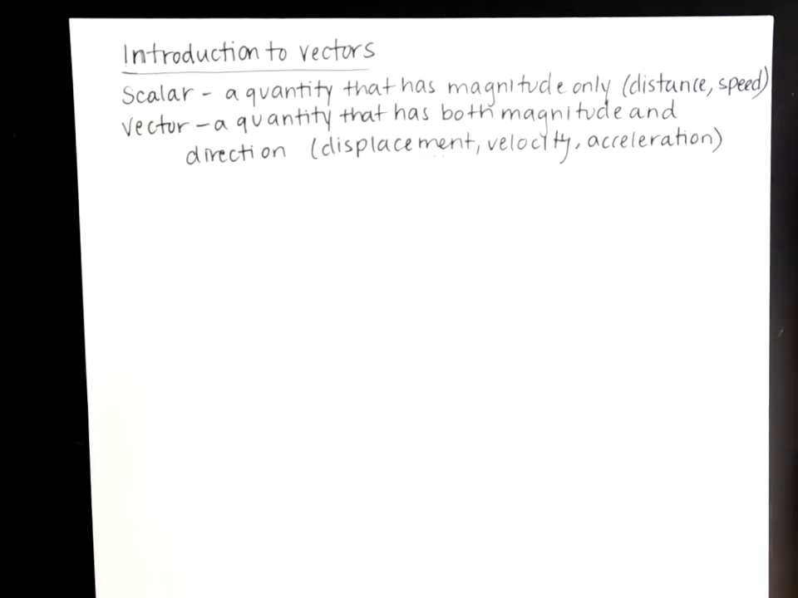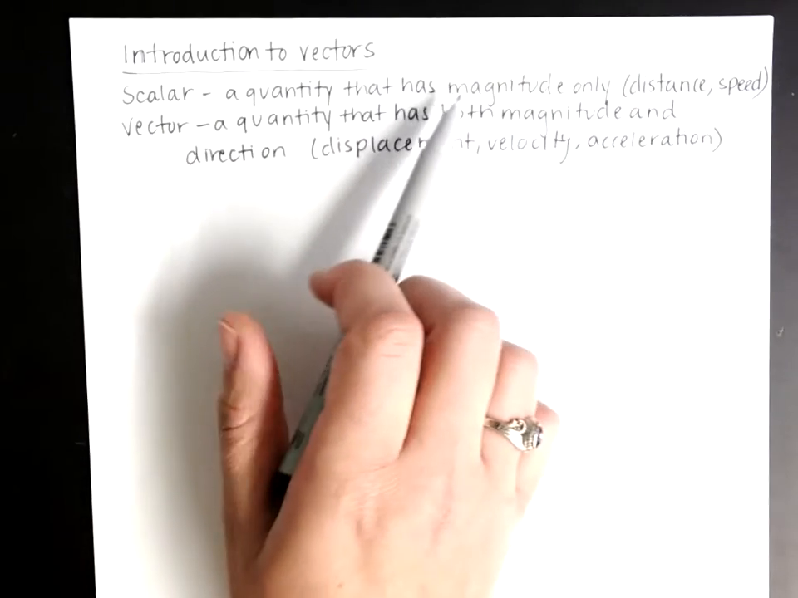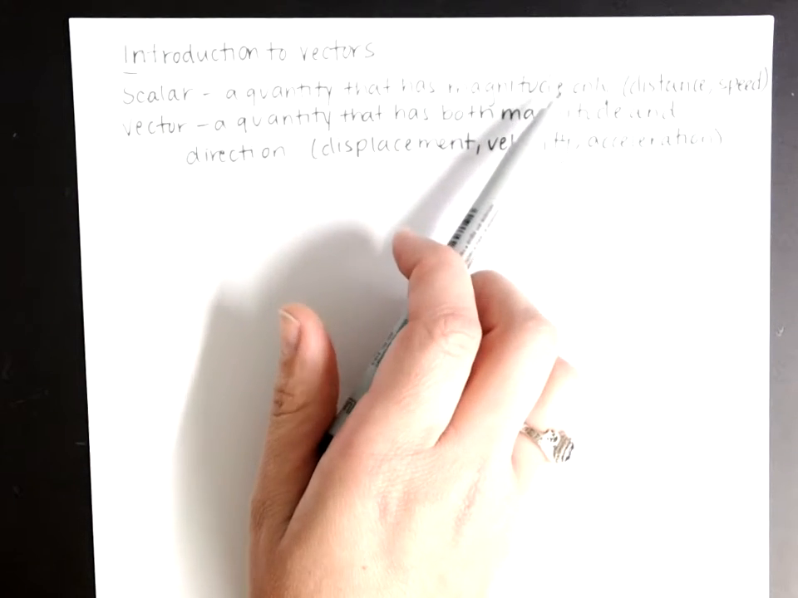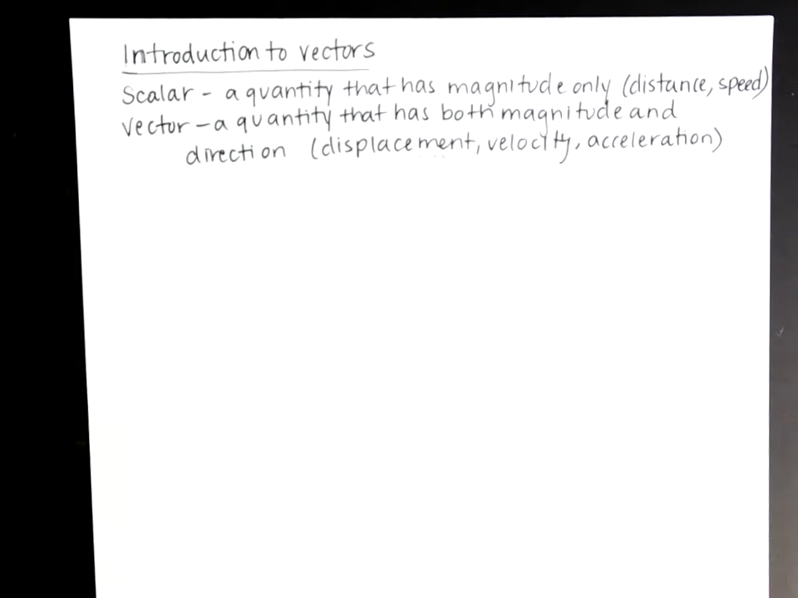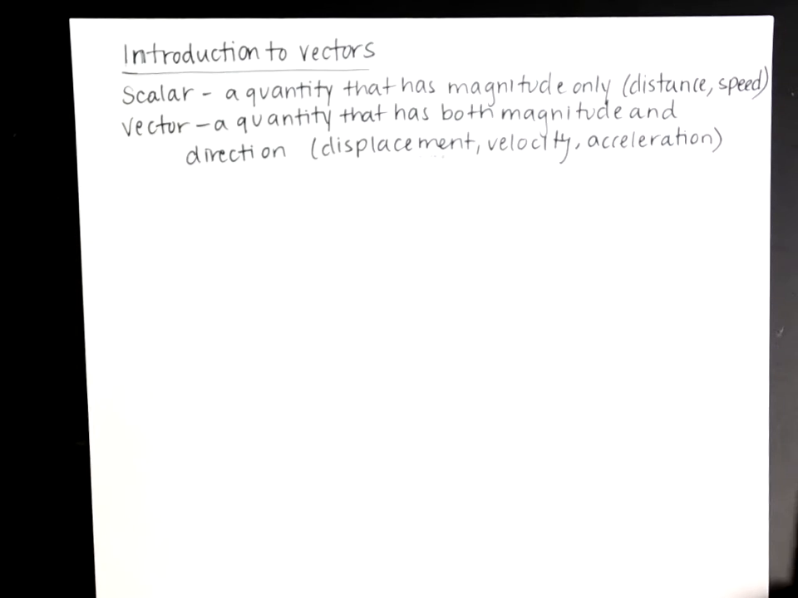Okay, so I'm going to introduce you guys to vectors. We're moving on to chapter 3 in our textbook. So first of all, this is just review. A scalar unit is a quantity that has magnitude only. So something such as distance and speed. Those are scalar units that you have learned already. A vector, on the other hand, is a quantity that has both magnitude and direction. So displacement, velocity, and acceleration.